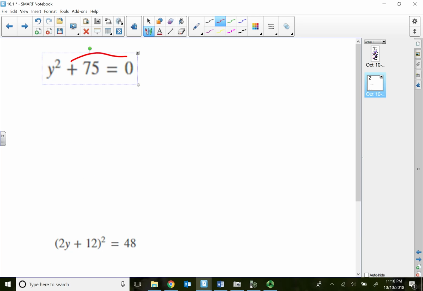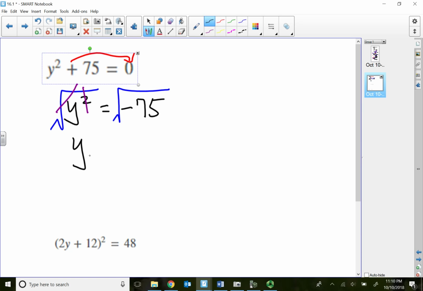I'm going to move my positive 75 over. So instantly, this is going to be y squared equal to negative 75. All right, so let's take a square root on both sides. Square and square root cancel out, so that leaves me with y equals positive and negative.